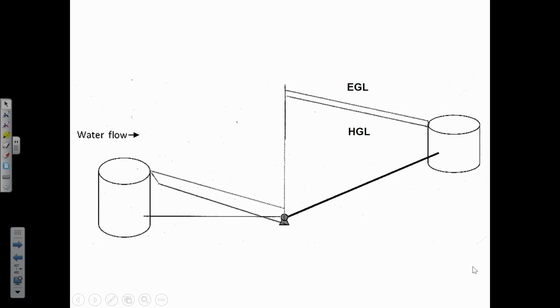So steep slope, shallow slope, big gap, small gap. EGL ends above the tank, HGL ends at the tank. Those are the key ideas.